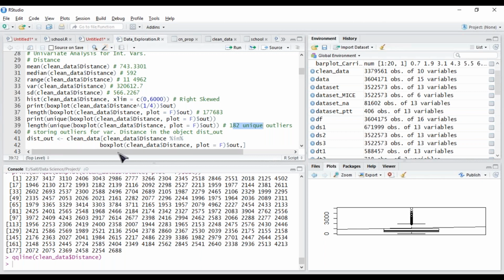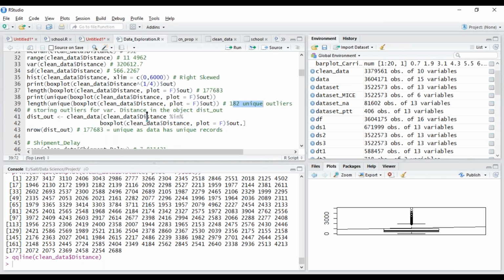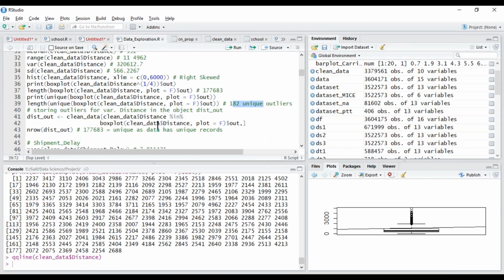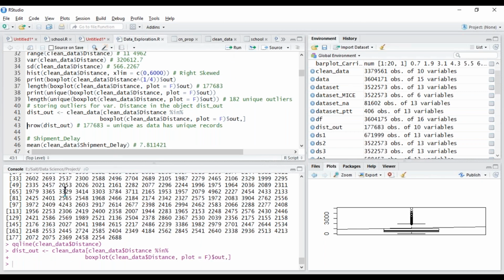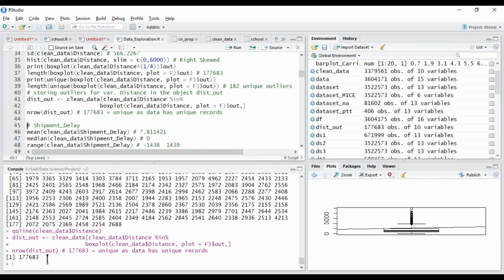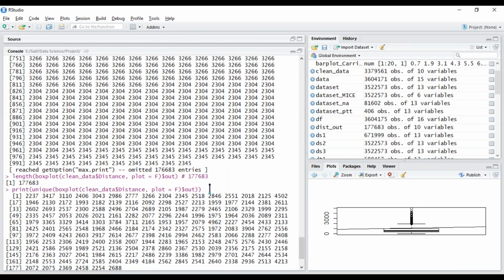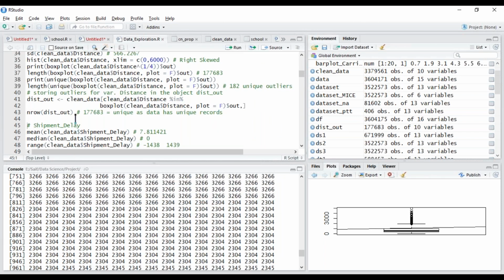So what I did is, over here I have stored the outliers in a different object altogether. I am storing these outlier rows in a different object for the variable distance. So I'm saving that in dist_out. If I run this command and look at the number of outliers, you get 176,683. This is the exact number that we have got. Here you have got 176,683 as the number of outliers.